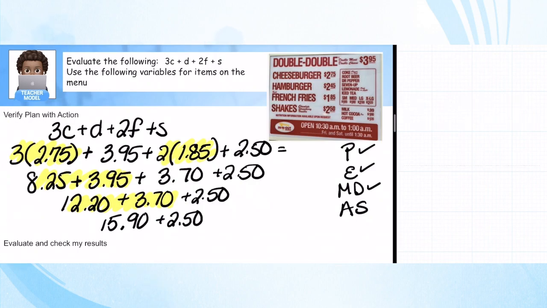But if you weren't sure, if you just wanted to add those two together, and you could, you would still get $18.40. $15.90 plus $2.50. There we go, $18.40. This is why we always check our work. We want to just double check, and I'd rather check twice than have an error. But that is the final cost for all the meals.